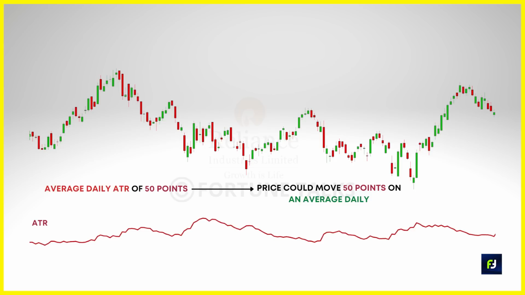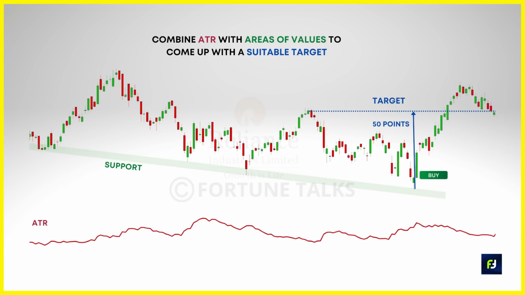So let's say Reliance has a daily ATR of 50 points. It means price could move an average of 50 points on a day. This means if you are a day trader, you can have a target profit of 50 points, give or take, and there is a good chance that it will be hit. Of course, you don't want to blindly set a 50 points target. Instead, combine it with market structure or areas of value like support and resistances, swing highs, swing lows, etc. so that you know where the price might reach for that day.